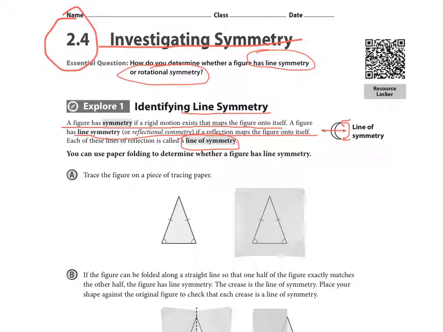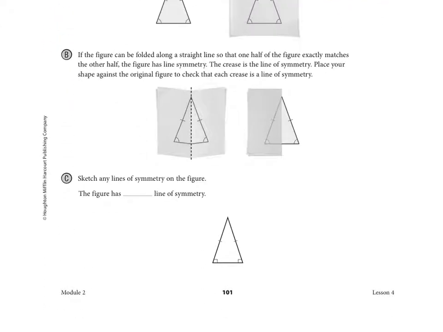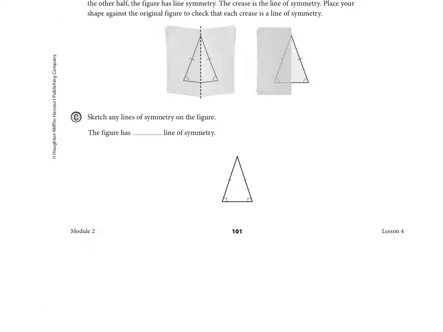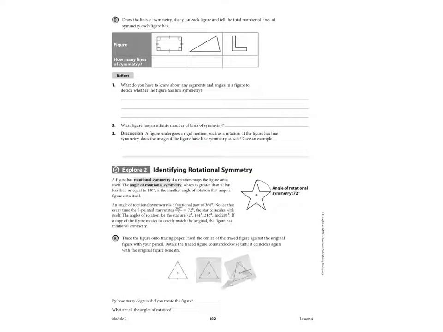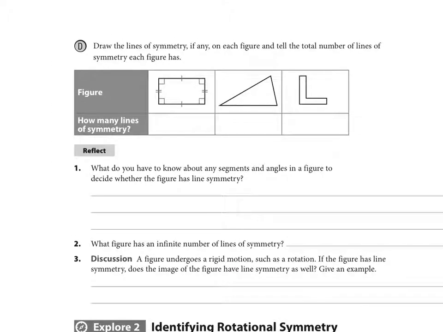So let's look at this first example down at the bottom. I'll sketch any lines of symmetry that this figure has, and if I draw a line right down the center, I can tell that everything's going to match up, and that would be the only line of symmetry I can draw. Now turn to page 102, and let's look at these examples.